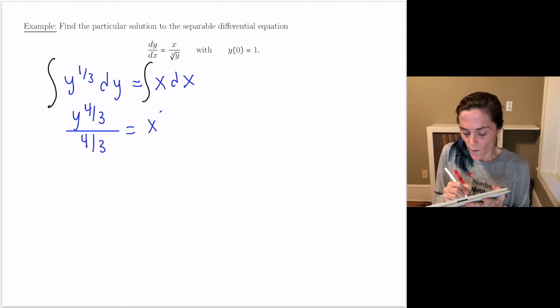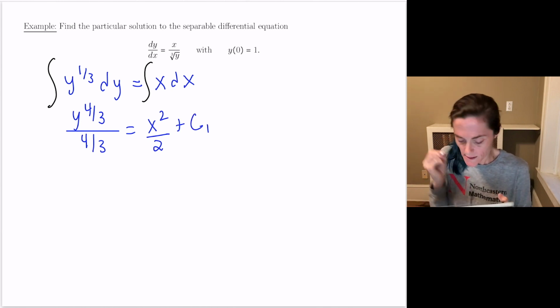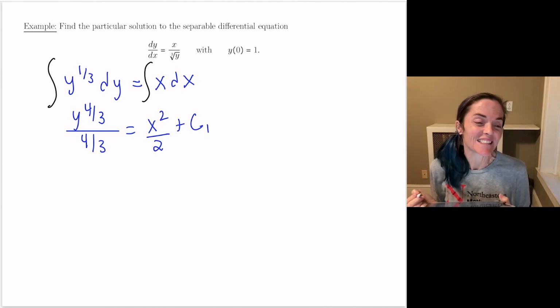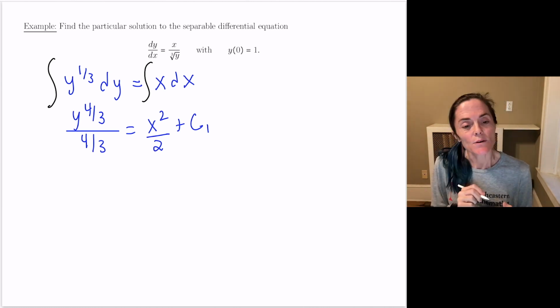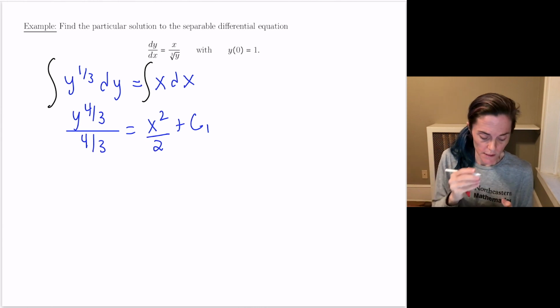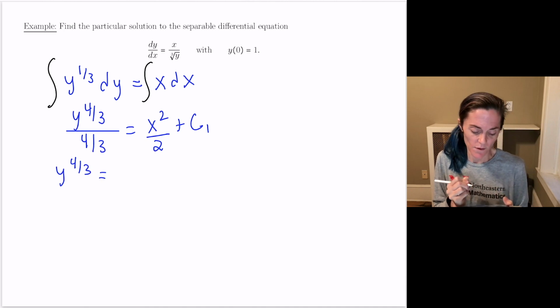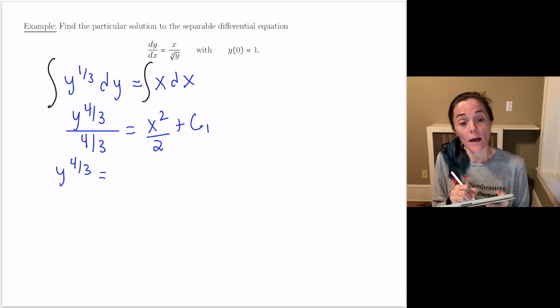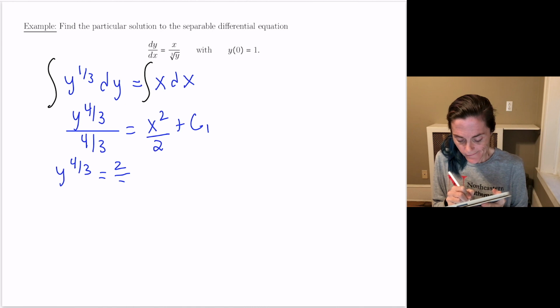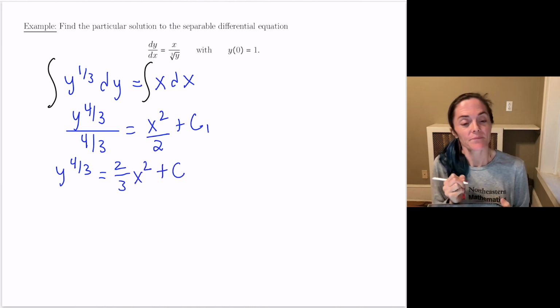Here we have x squared over 2 plus c. Okay, keep going. Maybe I'll call this C1 because I'm about to multiply through by a constant. So we can multiply both sides of the equation by 4/3. I will have y to the 4/3 equals, well, here I will have 2 over 3 x squared plus c.